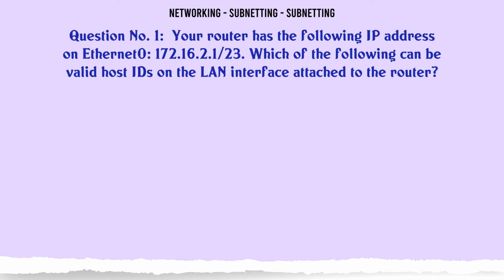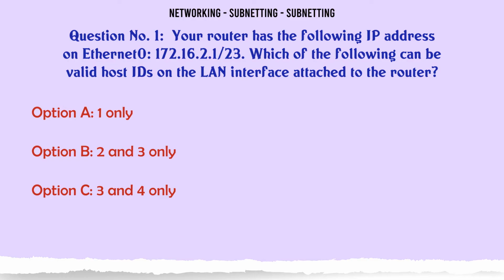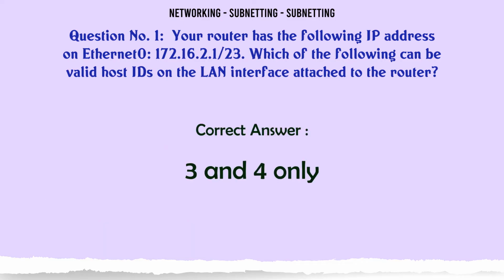Your router has the following IP address on Ethernet: 172.16.2.123/25. Which of the following can be valid host IDs on the LAN interface attached to the router? A. 1 only, B. 2 and 3 only, C. 3 and 4 only, D. None of the above. The correct answer is 3 and 4 only.